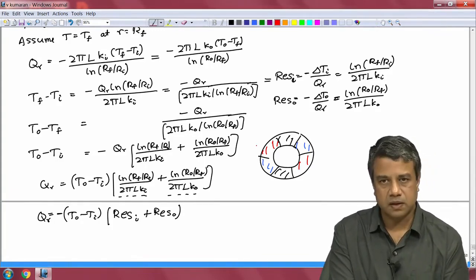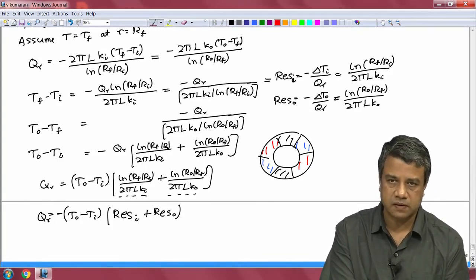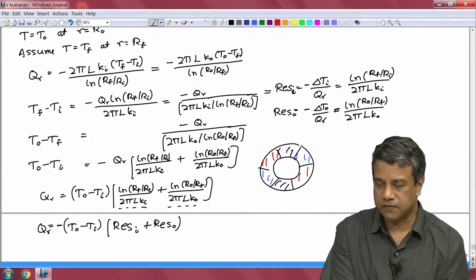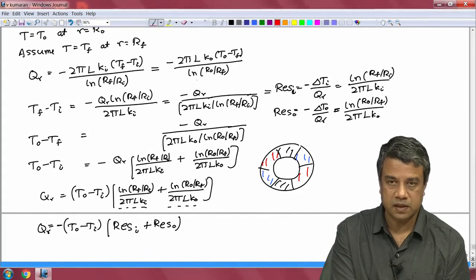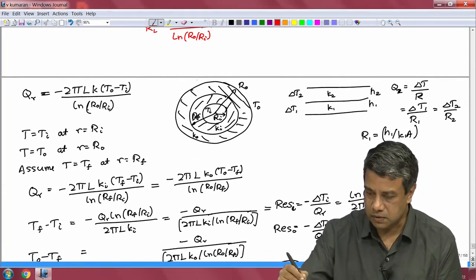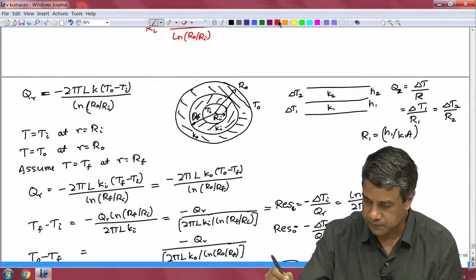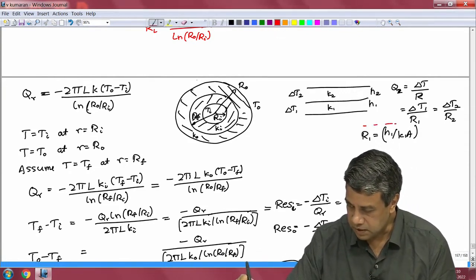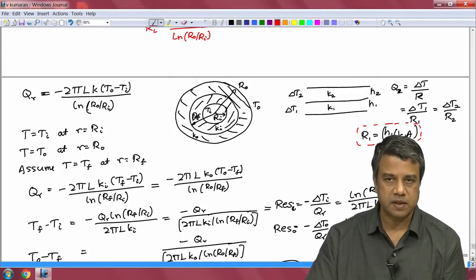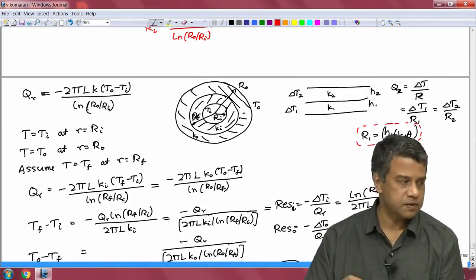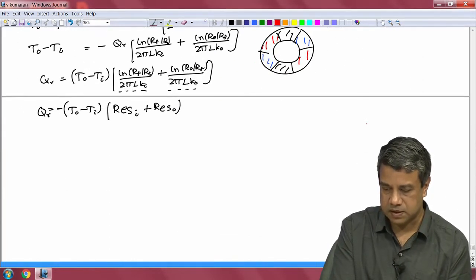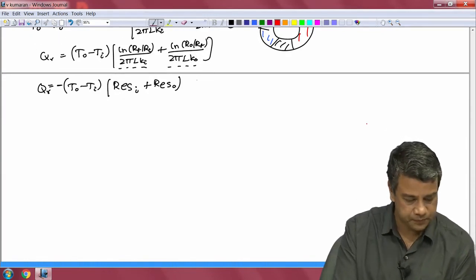You can use exactly the same formulation as we had for a Cartesian coordinate system, except that the resistances now have to be defined based upon the natural logarithm of the outer and inner radius. It is not just equal to the ratio of the thickness and the area. It has the same dimension, 1 over length times 1 over conductivity, but it is slightly more complicated because it is in a cylindrical coordinate system.